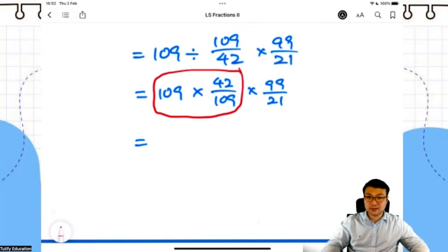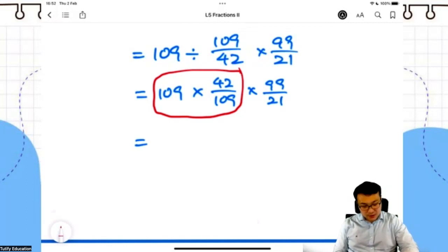How can I simplify? Which two numbers are you going to target? Target one numerator and one denominator. Do you know which one? 109, 109. Very good. Because you know that this is a whole number, but there's secretly an invisible number 1 over here, right? A whole number is always a numerator. So this is the numerator 109 divided by the denominator 109. What do you get? 1. Very good. So they both become 1 and you are just left with a 42.